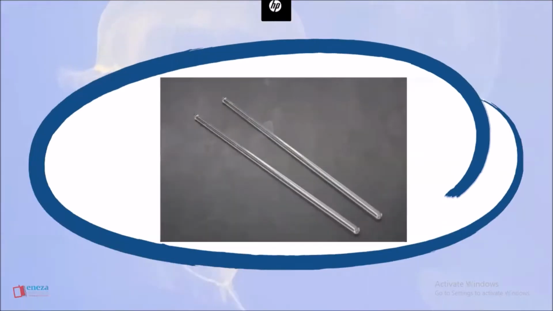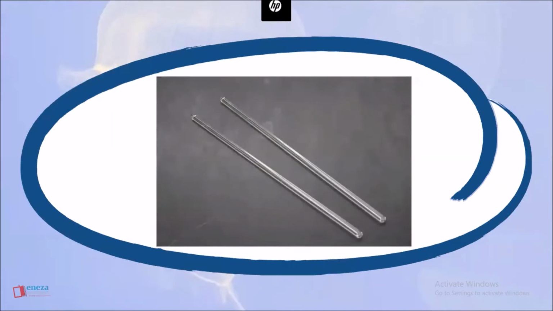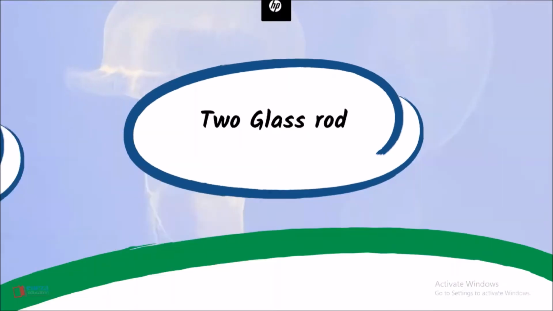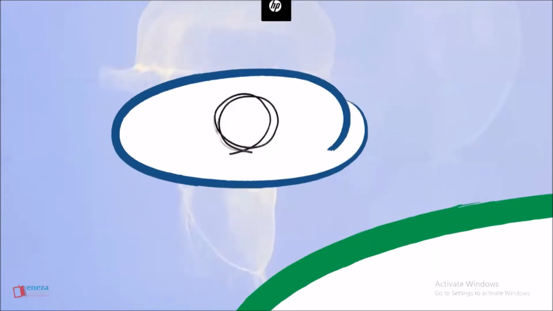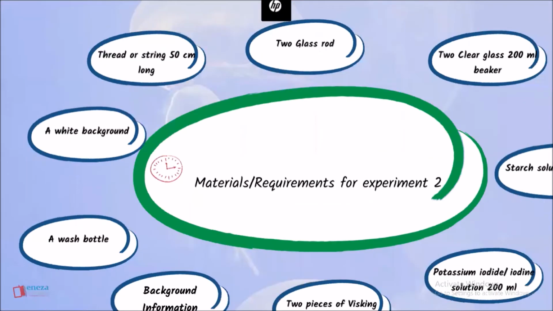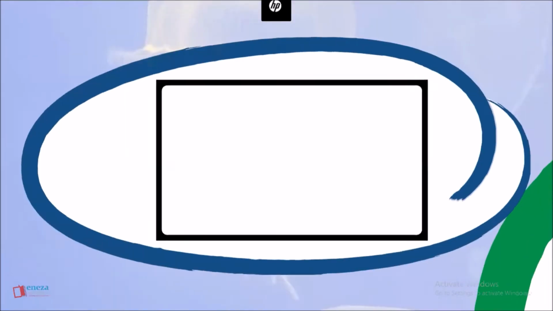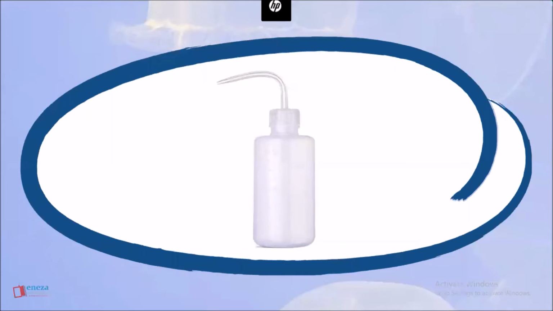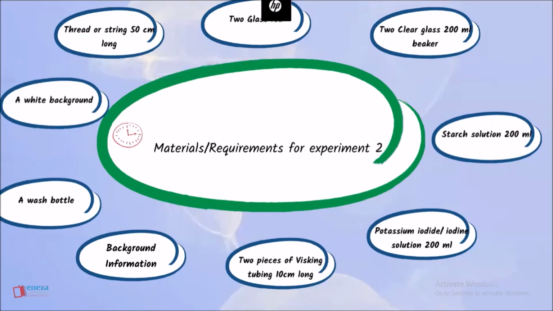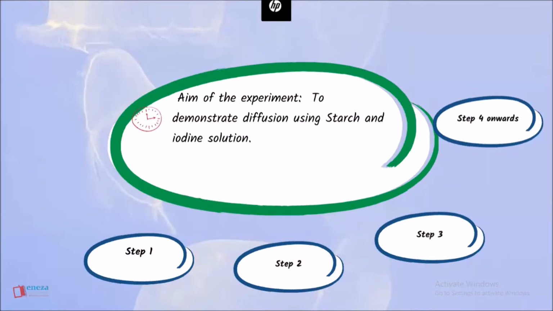We will also need 2 glass rods, as seen in the diagram. We will need a thread or string 50 centimeters long. We will also require a white background in this experiment. We will also need a wash bottle for the experiment to be complete. Remember, the aim of the experiment is to demonstrate diffusion using starch and iodine solution.